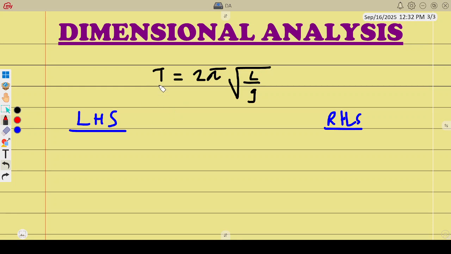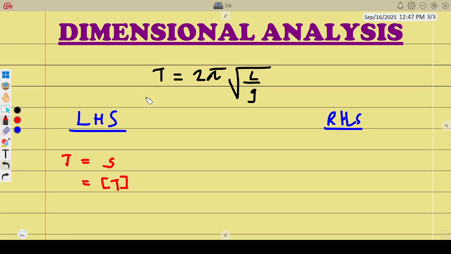On the left hand side we have time. Oh, this is period, sorry. So this is period, and what are the units for period? Starting with the left hand side, the units for period are seconds. So on the left we have seconds, and the dimension for time is T. So that's what we have on the left.